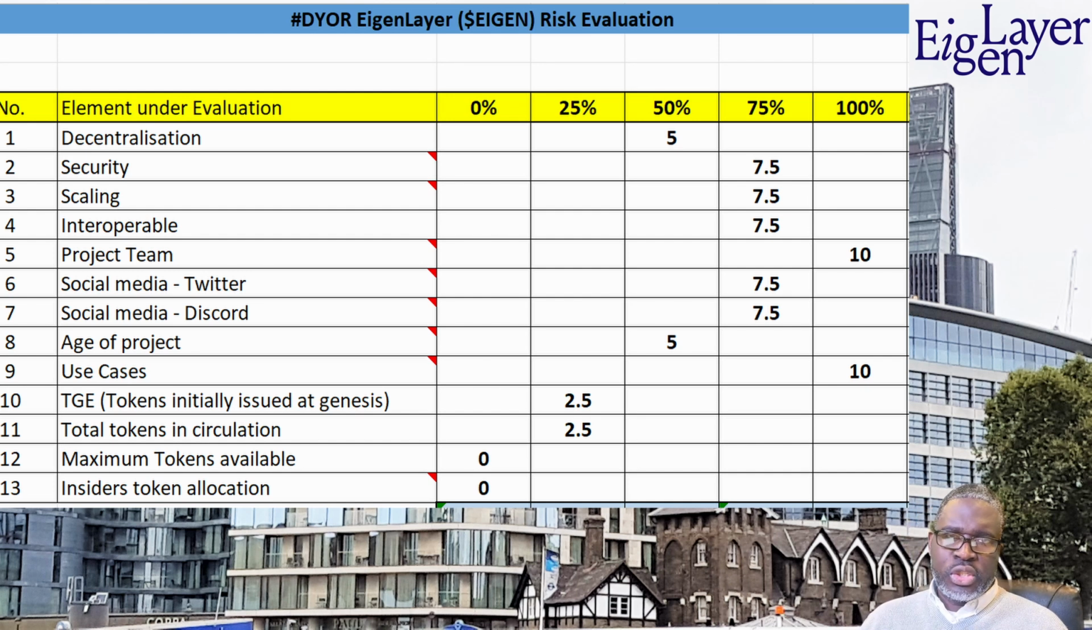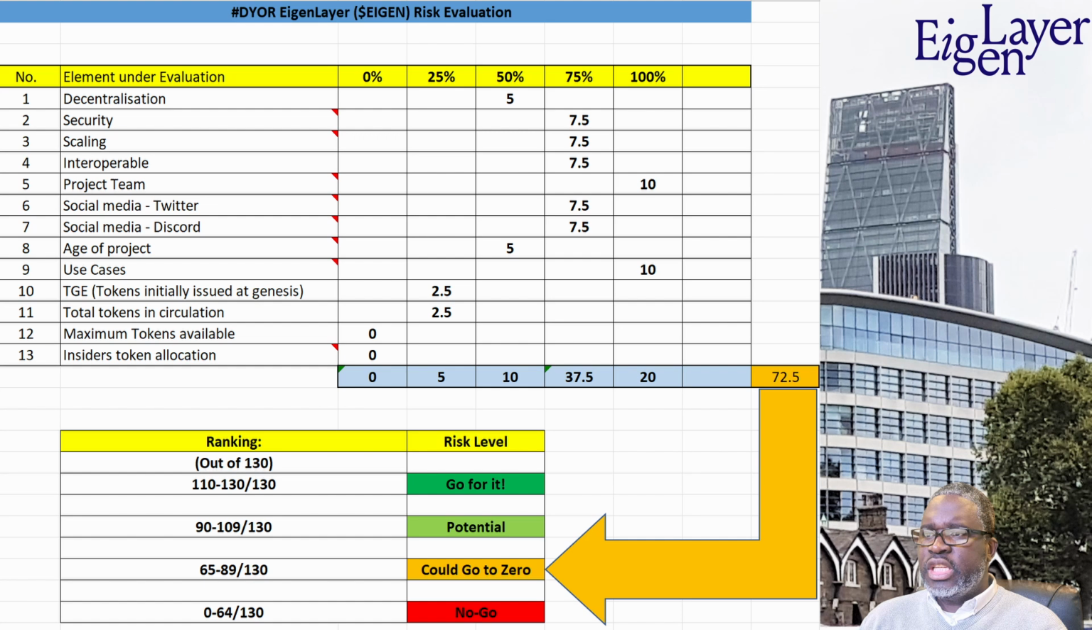So there you have it, folks. Do you agree with our analysis of Eigenlayer? Let us know in the comment section. Maximum score we've allocated to Eigenlayer, 72.5 points out of 100, which is a respectable score.